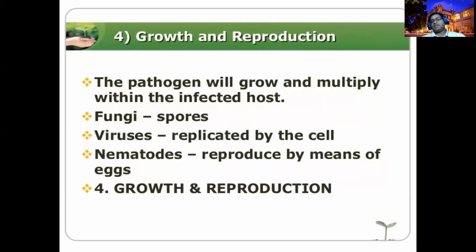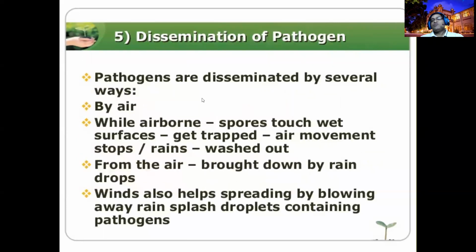Then growth and reproduction. The pathogen will grow and multiply within the infected host. A fungus produces spores, bacteria replicate as cells, and a nematode can produce eggs. Then it will grow and reproduce. It's part of the life cycle. So finally, it's growth and reproduction. Once it has grown and reproduced, then comes dissemination of the pathogens.